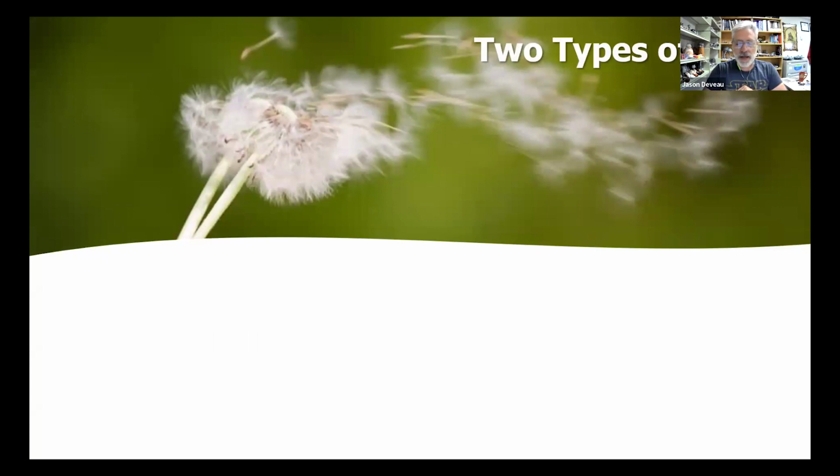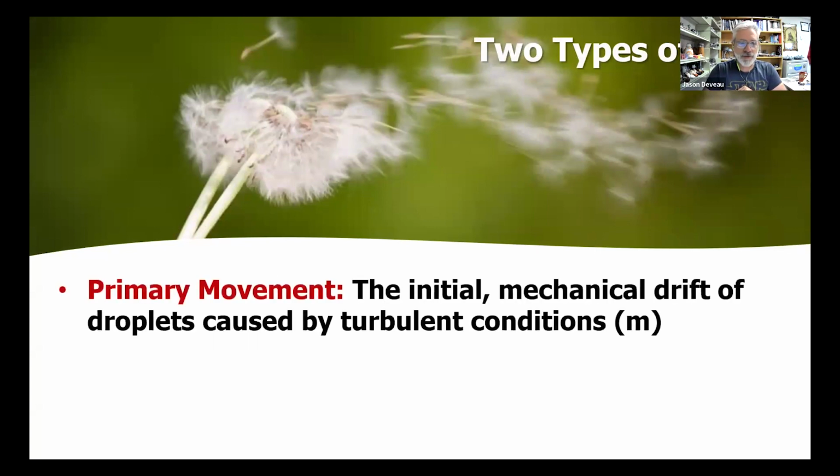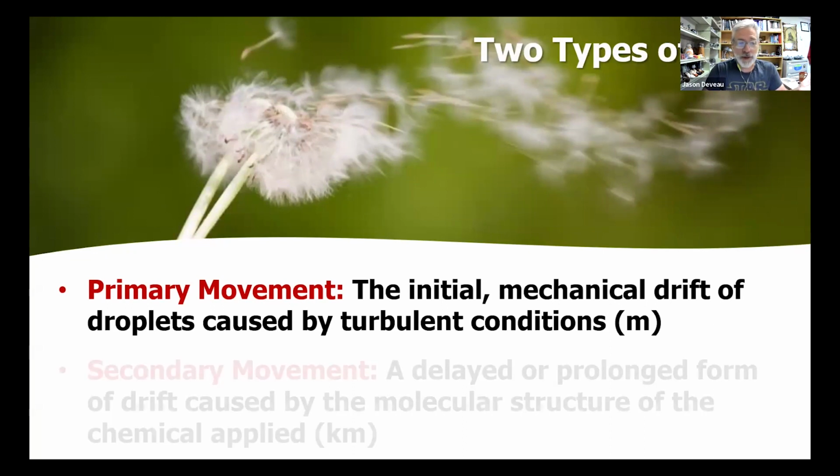There are, it may come as a surprise, two different kinds of drift. And I'm going to use some of the larger, more scientific terms here because it makes me seem impressive. The first is primary movement. This is the one we all kind of intuitively understand. It is the initial mechanical drift of droplets, and it's caused by turbulent conditions or mechanical conditions. Wind is often the culprit.